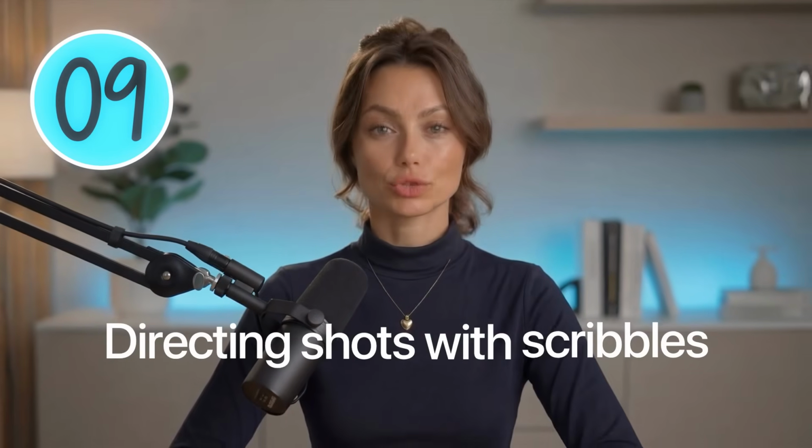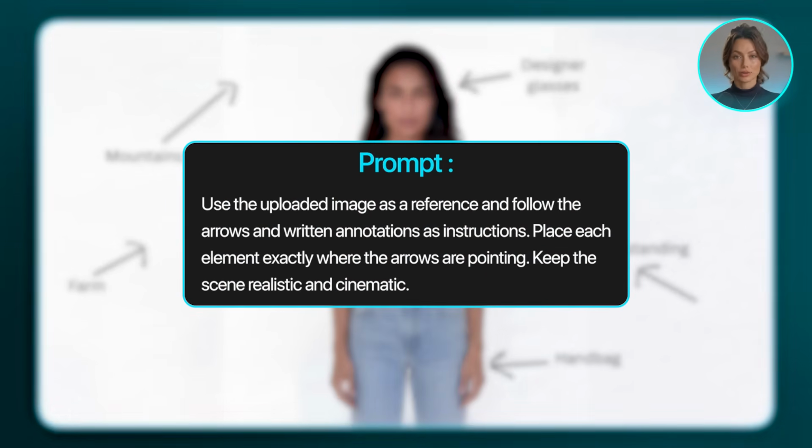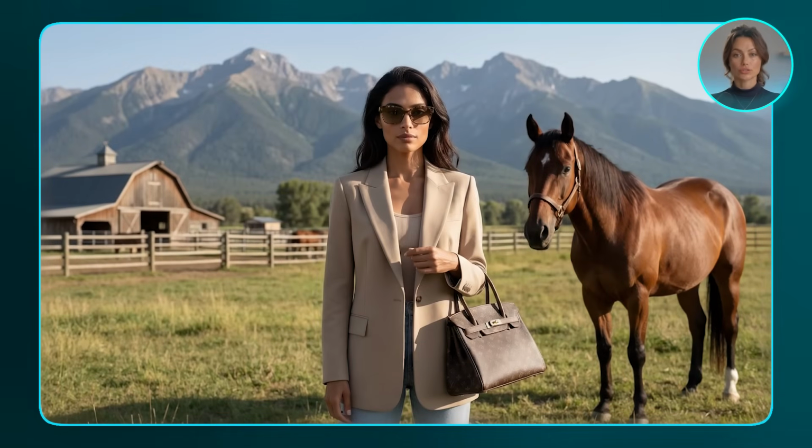Next is directing with scribbles. You can draw arrows, circles, and notes directly on an image to show where things should go and how they should be arranged. Upload an image with markings like arrows and short notes pointing to specific areas. Then use a prompt that tells Nano Banana 2 to treat those markings as instructions. The result will follow your directions, placing each element where you indicated while keeping the scene realistic and cinematic.